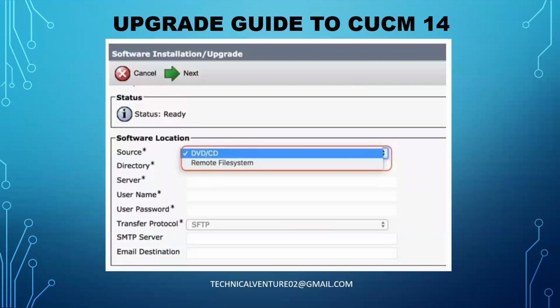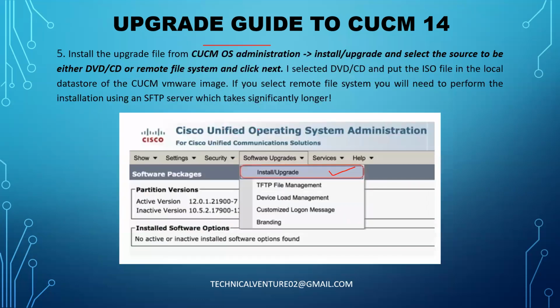Once you hit this Install/Upgrade, it will ask you for the software location, the source, directory, username, password, server, transfer protocol. These things you need to put here. You can select DVD, CD, or remote file system. It depends. So you can select this one, then you can put the ISO file in the local data store of the VMware image.